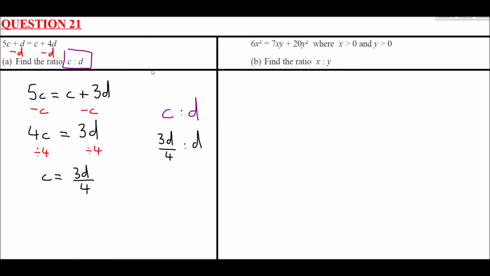So what I can do on both sides, I could divide by d on both sides, essentially to cancel out the d's. So 3d divided by 4, divided by an extra d, would cancel to just give 3/4. Over here, d divided by d would just give 1. Now ratios are simpler when both sides of a ratio are in terms of whole numbers. So here, I've got quarters. How can I undo quartering something? You can multiply by 4 instead. So final step, we can multiply by 4. So we get 3:4. So therefore, c to d is simply 3:4.